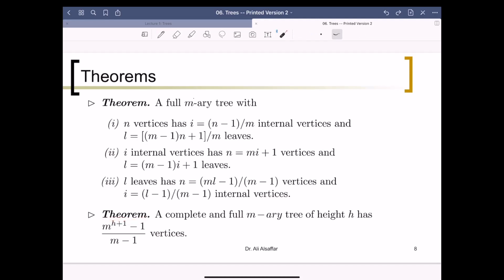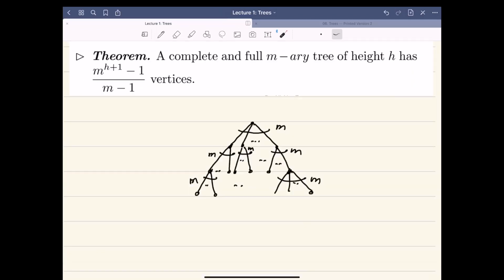For this theorem, we have a complete and full m-ary tree of height h. We need to prove that the number of vertices is equal to this equation, and this equation has two parameters: one is m, and the other one is the height. To find a proof for this theorem, we are going to use a counting technique.